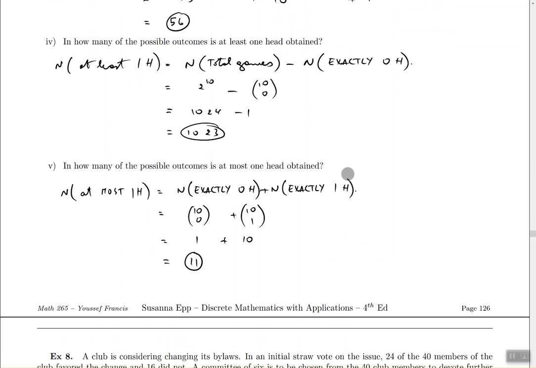Finally, the last one, how many of the possible outcomes have at most one head obtained? At most one head means that you can get 0 heads or 1 head. So it's faster to count the 0 head and 1 head than to take the complement. So again, that's why I decided to go with it this way. So getting 0 heads out of 10 or getting 1 head out of 10, and I calculated that's 11.